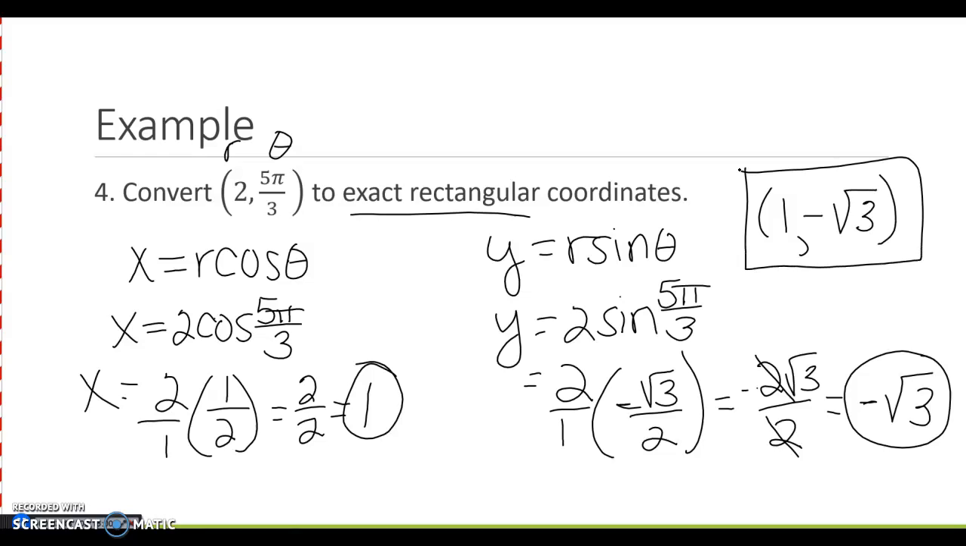And visualizing where this point is, positive x, negative y, that's down in quadrant 4. And if you think about where the polar point would be, quadrant 4, they are the same exact point. So you might want to visualize where these points are to know that you didn't make a mistake, didn't forget a negative, something like that.